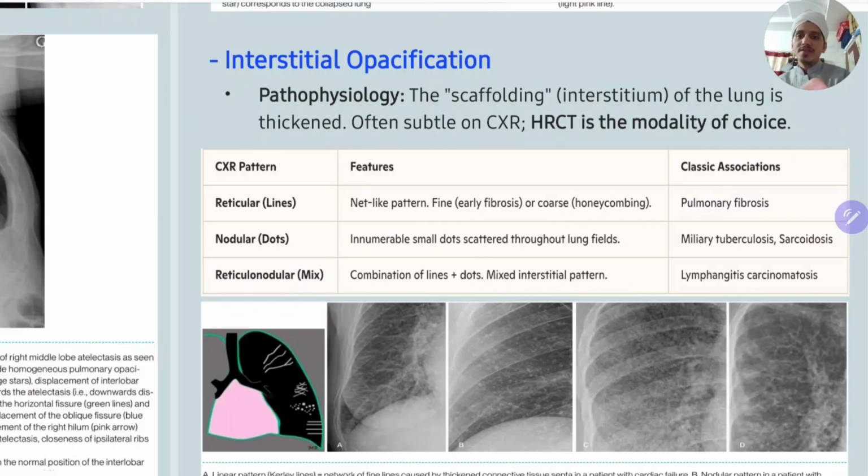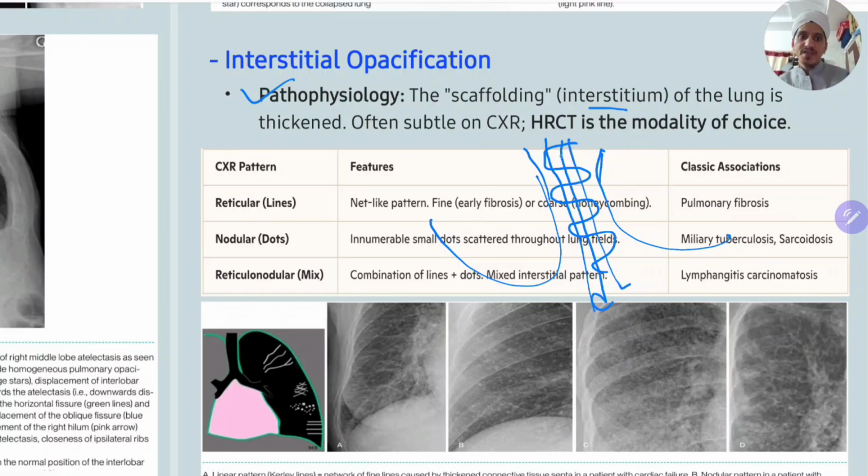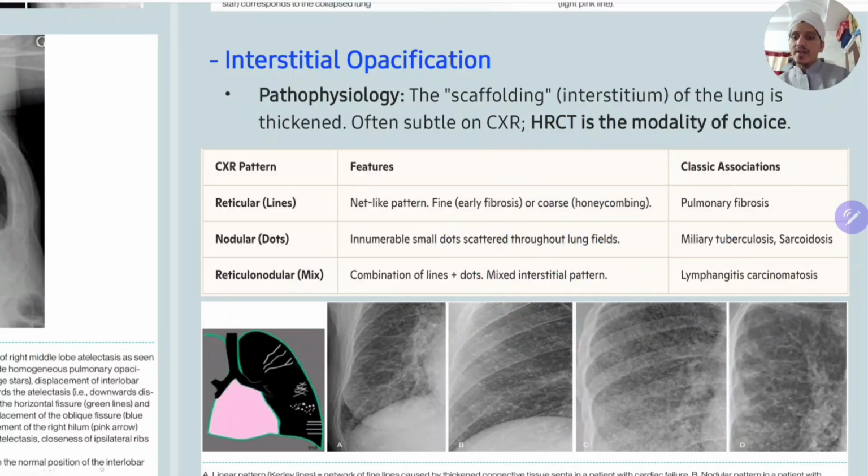Okay. So what is the pathophysiology? The scaffolding, or the interstitium. What is the interstitium? Suppose this is an alveolus and this is another alveolus. So in between these two alveoli is an interstitial space. Here you will see blood vessels running, and nerves running here. So this is known as the interstitium of the lung. This is not in the alveoli, this is in the interstitium.